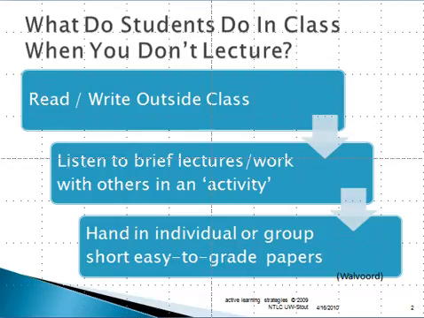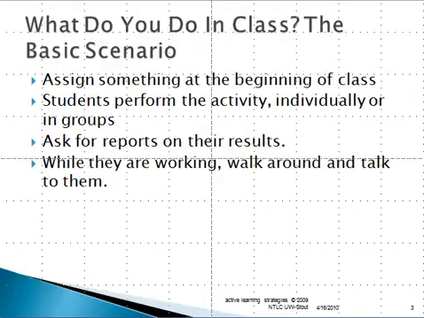First, you need to develop an idea of the actual workflow, which is what we show here. The general sequence is that you assign something that students read or write out of class. When the students arrive at class, you give either a short lecture or assign an activity, more about activities in a moment. At the end of the class, individuals or groups hand in short, easy to grade papers. But let's take a closer look at this basic scenario of what actually happens in class.